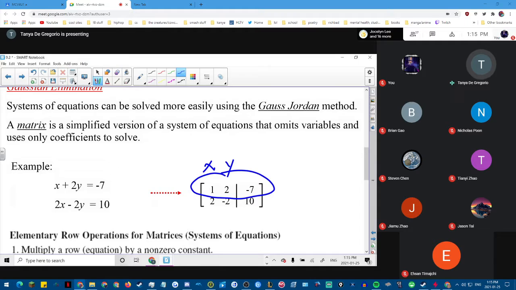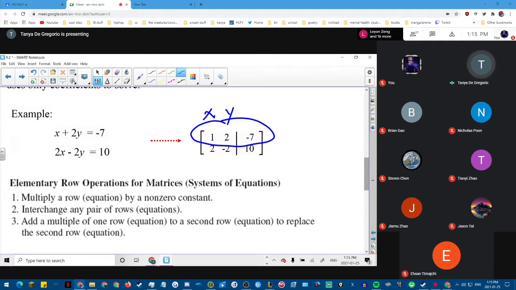And then I do the same thing for my second equation. So I have 2, -2, 10. So again, the 2 represents the coefficient of x, the -2 represents the coefficient of y, and it equals 10. Okay, so this is how we set up a matrix. And so now what are we going to do with this? How do we solve it?